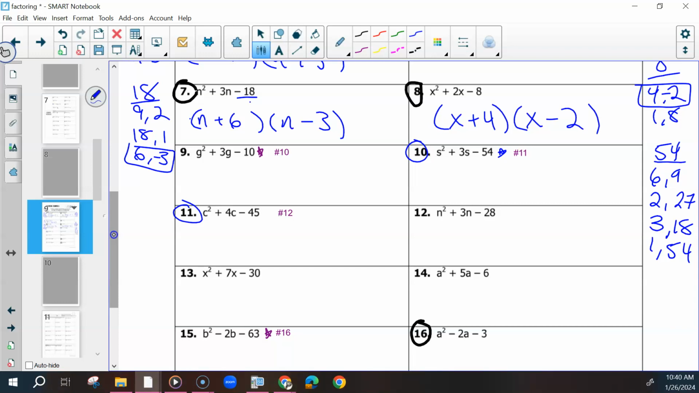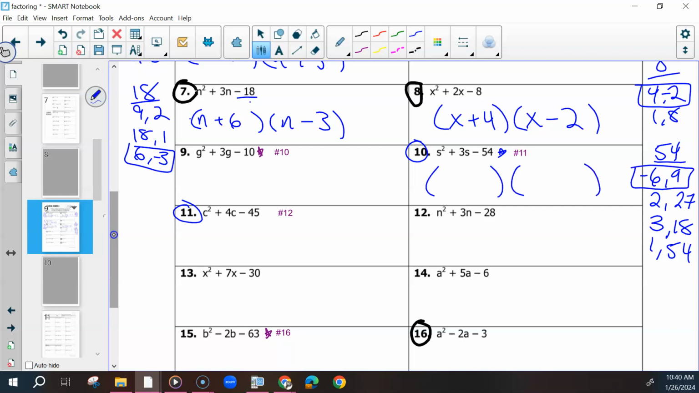Does 4 work? Can you divide 54 by 4? No. What about 5? That wouldn't work. What about 7? 8? So then that would be it. So then of those, which ones could we make a negative? 6 and 9. Which one would be the negative? 6.